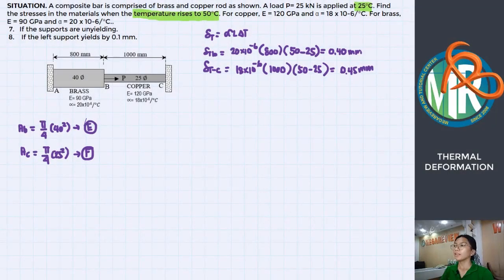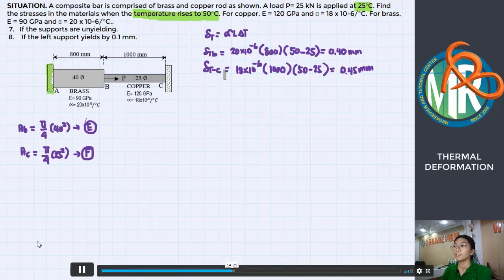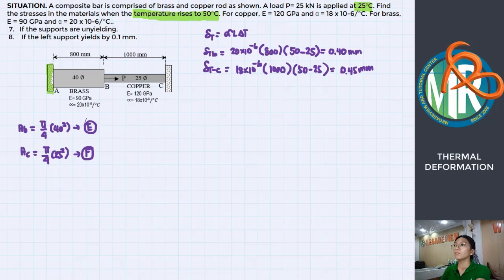For number 8, if the left support yields by 0.1 millimeters, and we calculate the thermal deformation, it is still the same, right? The thermal deformation in the brass is still 0.40 millimeters, because nothing changed in the properties of the brass and in the initial and final temperature. For the copper, also the same, 0.45. The total thermal deformation is still 0.85 millimeters.